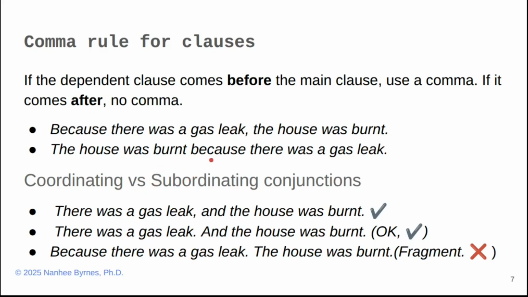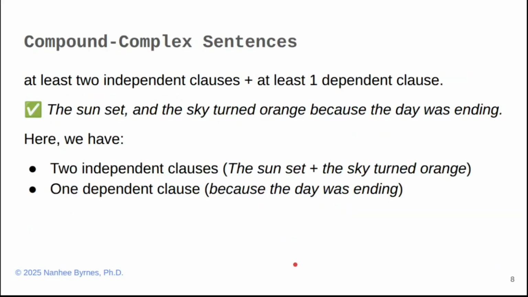If you put a period instead of joining the dependent clause to the independent clause, you create a sentence fragment, which is a mistake we must avoid. Compound complex sentences. Finally, the fourth type of sentence is the compound complex sentence. This combines two independent clauses with at least one dependent clause. The sun set and the sky turned orange because the day was ending. Here we have two independent clauses, the sun set and the sky turned orange. One dependent clause, because the day was ending.